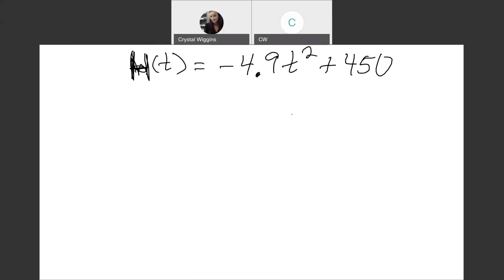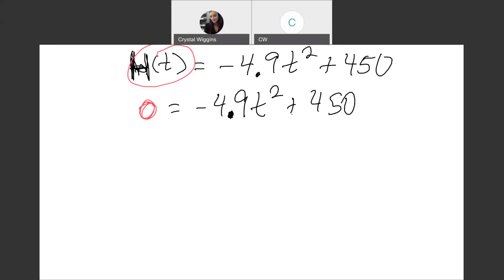In order to find out how long it took the ball to actually hit the ground, we have to set the height of the ball equal to 0, because the height of the ball when the ball's on the ground is 0, and we need to solve this quadratic equation for t in order to find how long it took the ball to hit the ground.